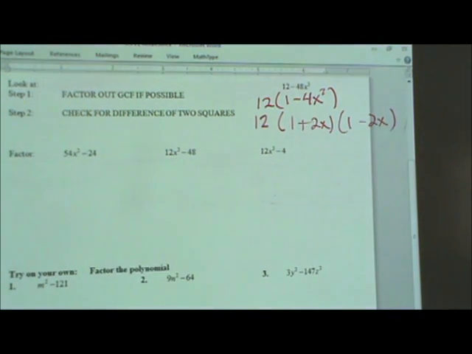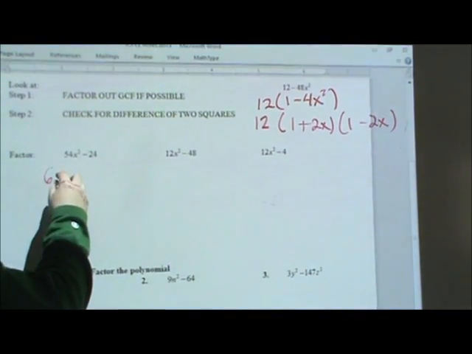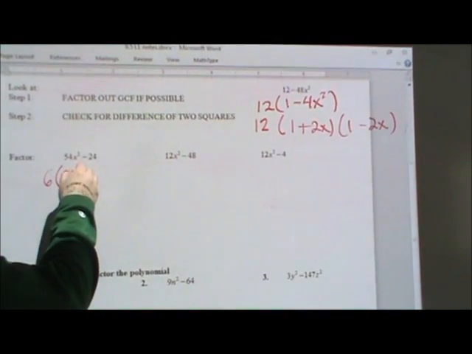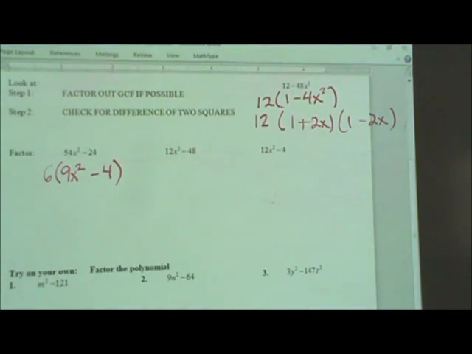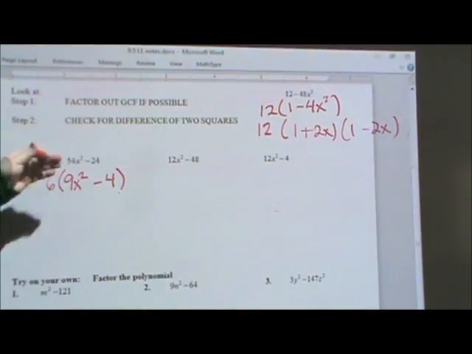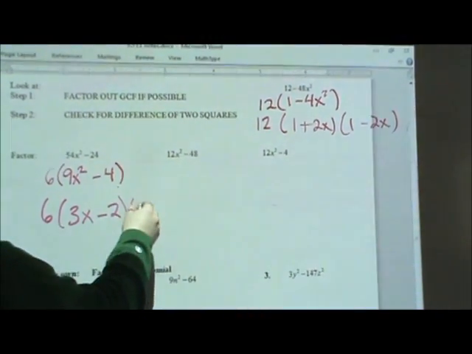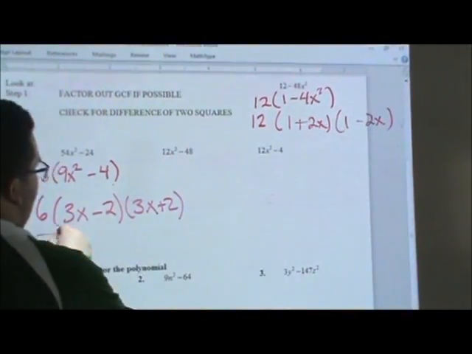Let's keep going. So we look at 54x squared minus 24. We got to find the GCF between 54 and 24. For this one, we're going to see that the largest number that goes into those would be 6. And when you pull the 6 out, you get 9x squared minus 4. Now that you have that, double check inside. Perfect square, subtraction. We've got the difference of two perfect squares. 3x minus 2, 3x plus 2. Final answer.